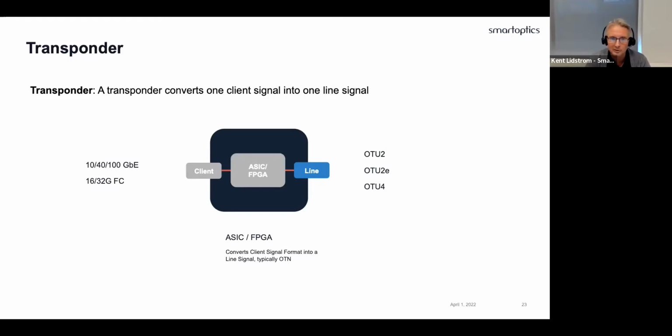So if you want to shoot it, like I mentioned before, you can go several thousand kilometers. You need a very sophisticated forward error correction algorithm there to allow that, together with optimized amplifiers and so on. So this is a typical explanation of a transponder.